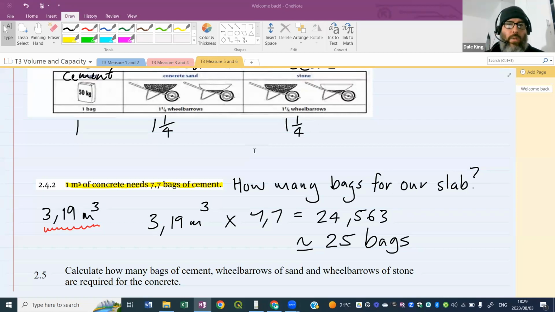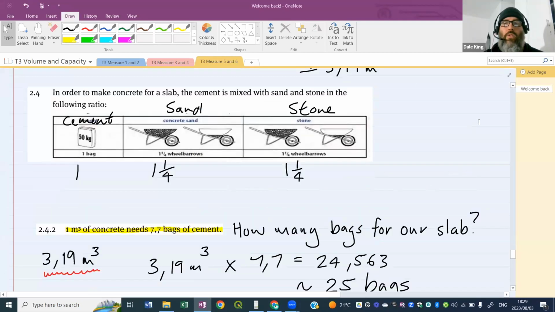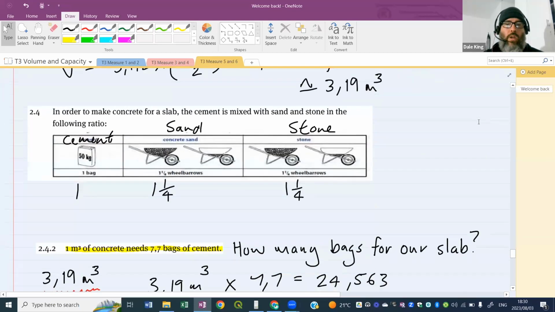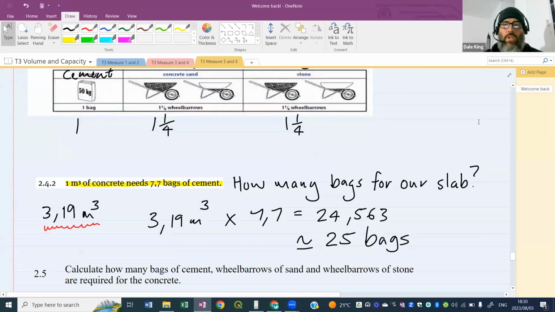The 3.19 cubic meters comes from a previous question. They asked us to work out the volume of concrete in the slab. That's this question over here. We've already worked that out, so we're using that 3.19 cubic meters down here in this question. All right.